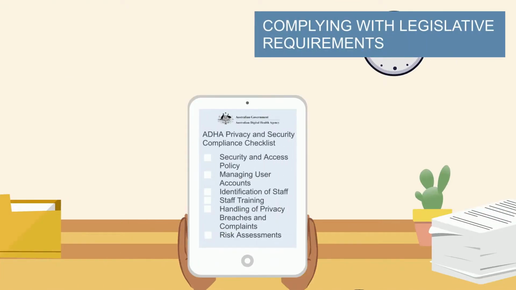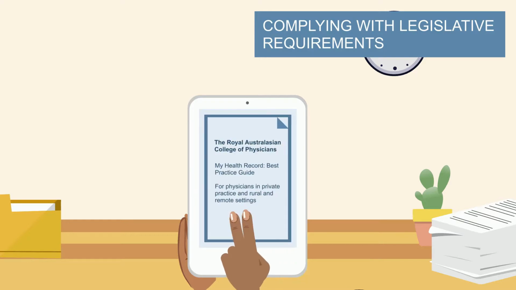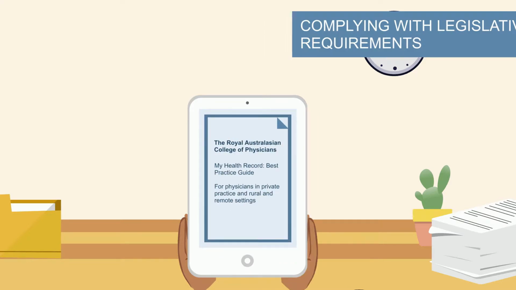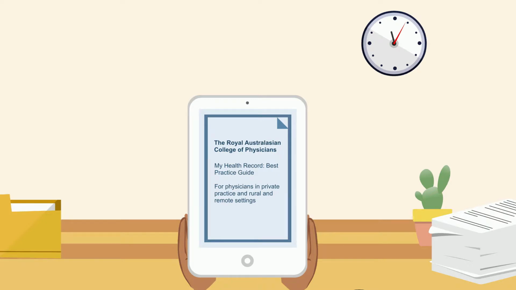The Australian Digital Health Agency has a privacy and security compliance checklist available, covering several sound privacy and security practices, such as security and access policy, managing user accounts, identification of staff, staff training, handling of privacy breaches and complaints, risk assessments. The RACP's My Health Record Best Practice Guide gave me guidance on the privacy and security requirements. I used the security and access policy template found in the guide and customised it for my practice.